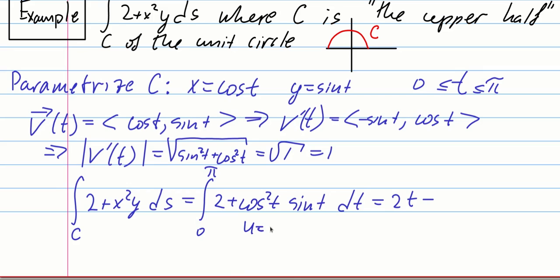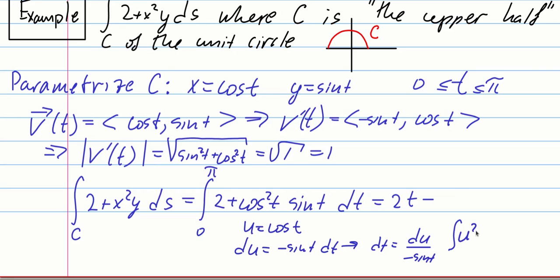So you make a change of variables, u equals cosine of t, then du is negative sine of t dt, and so your dt is du over negative sine of t, and your integral of cosine squared becomes u squared times sine of t du over negative sine of t. So sine of t and sine of t go away, so you get this minus, and the antiderivative of u squared is u cubed over 3, so we get negative cosine cubed of t divided by 3. And this whole expression is evaluated from 0 to pi.